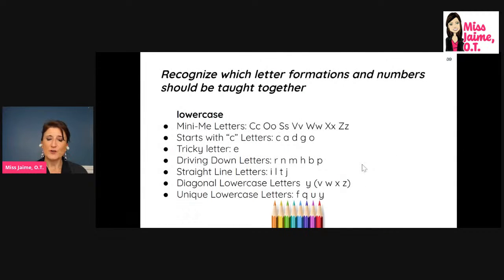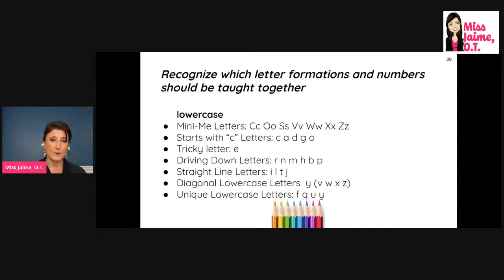The straight line letters are pretty straightforward. They're similar to the capitals in that you can teach them together pretty easily because they have similar movements. Then you have your diagonal lowercase letters. Many of them are mini-me's. So again, the kids already know them. They just have to learn how to make them a little smaller.